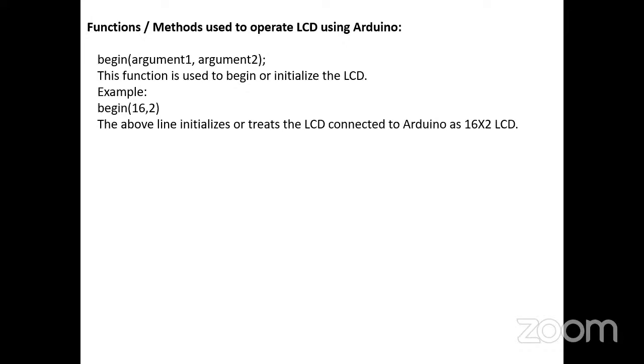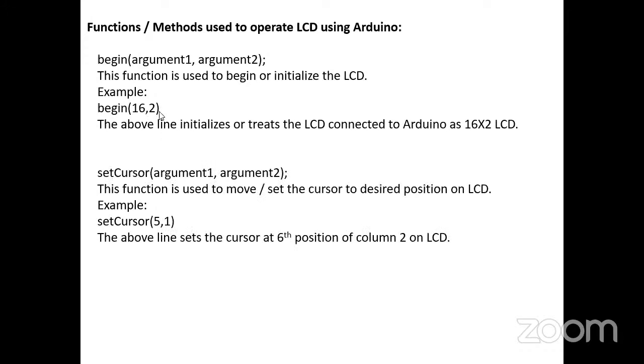Argument 1, argument 2. Here we are using the first argument 16 cross 2. We are using an LCD with 16 characters, 2 lines. Next is set cursor. Here first we will give the position, second we will give the line.